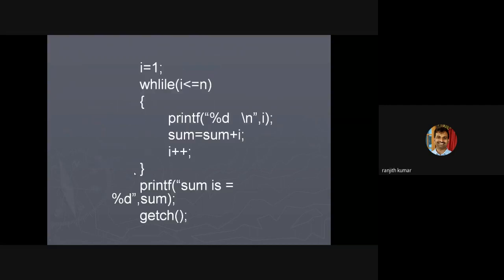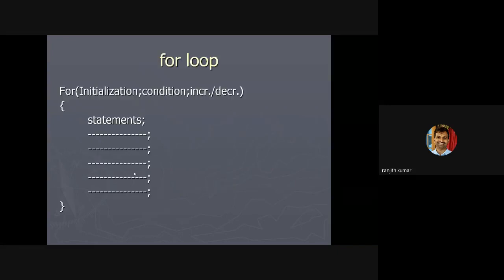What is the difference between while loop and for loop? In the while loop, initialization, condition, and increment, decrement are written in different places. Whereas in for loop, the initialization, condition, and increment, decrement are written at one place, and the statements are written at one place. So it is the most favorite loop of most of the programmers. Is that clear, everybody? So that is about for loop. Any doubt, people?